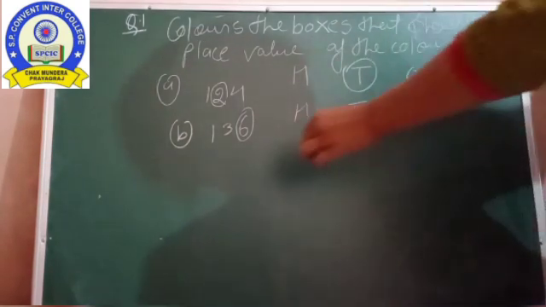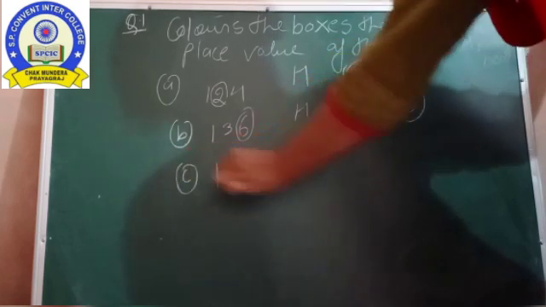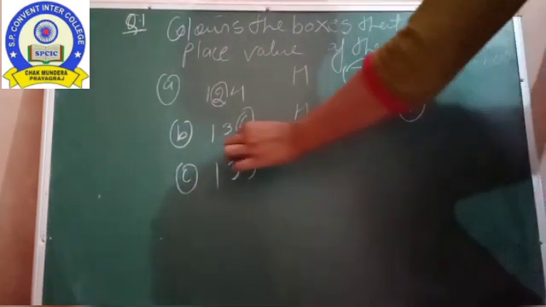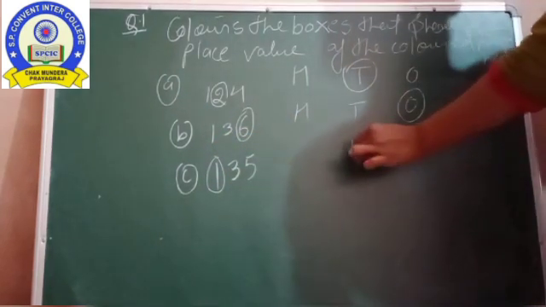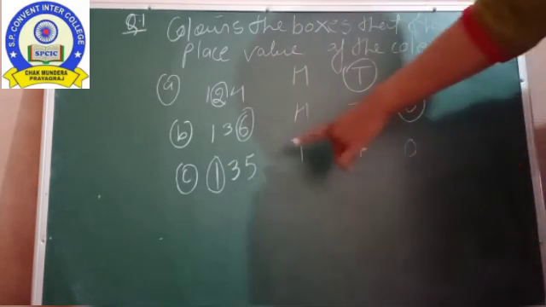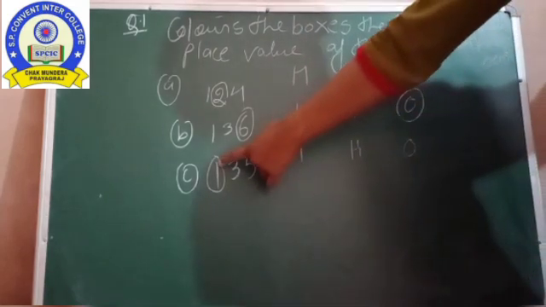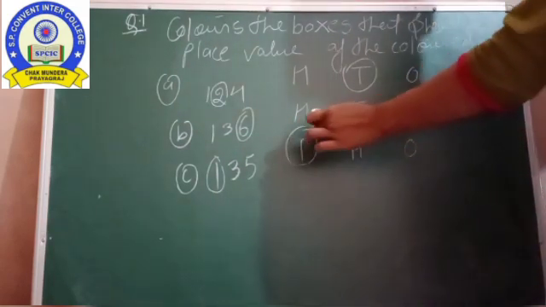Now the next one, 1, 3, 5. 1 is the colored number. 1, 10, 100. 1 is in the hundreds place.